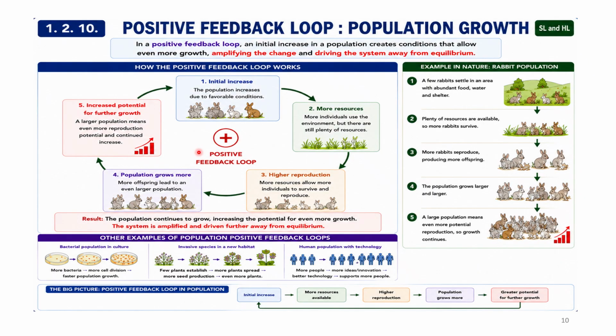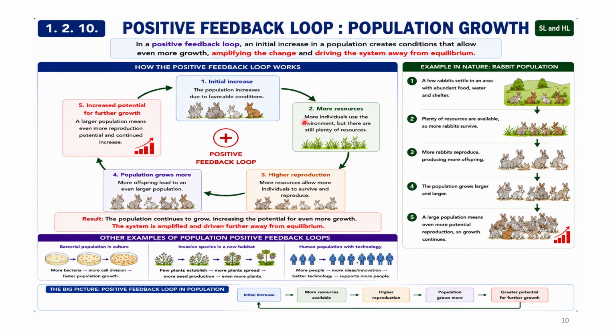Population growth is an example of a positive feedback loop. Positive feedback occurs when a change triggers responses that reinforce the original change, causing the system to move further away from equilibrium. The process begins when a population increases because of favorable conditions such as abundant food, water, and shelter.